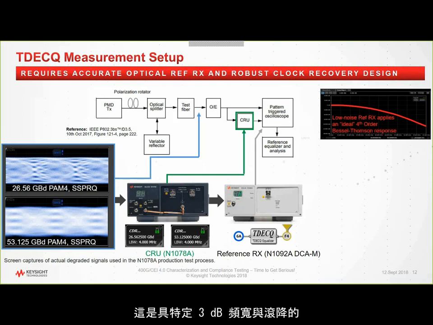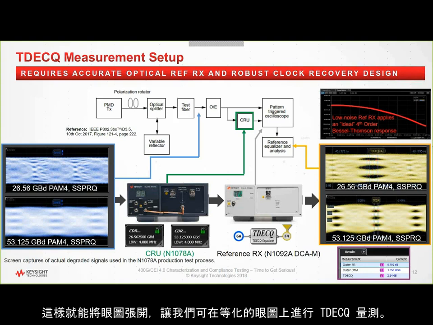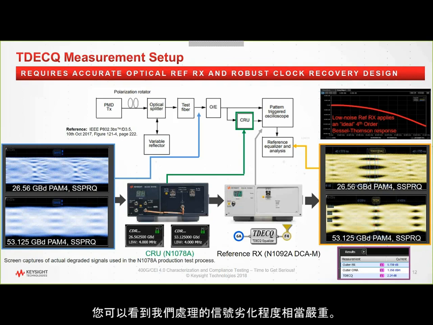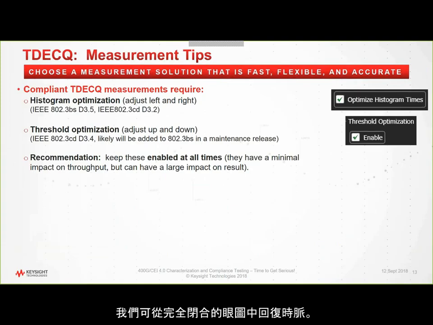The oscilloscope itself has to apply an ideal reference receiver. This is a fourth-order Bessel-Thomson with specific 3 dB bandwidth and roll-off. Then we also apply a TDECQ equalizer, and that will open up the eye and allow us to measure TDECQ on that equalized eye. You can see that the signals we're dealing with can be quite degraded. In fact, the signals in the bottom left-hand corner are actual signals that we use in production to test our clock recovery, so we can recover a clock from a totally closed eye.